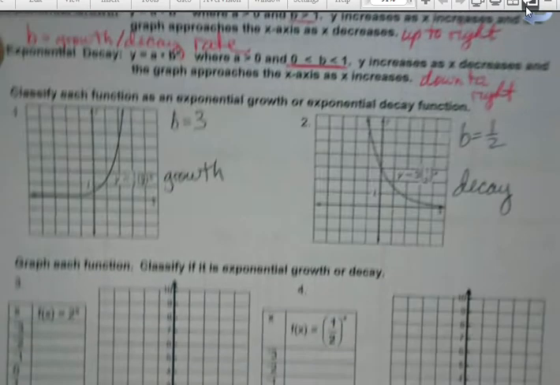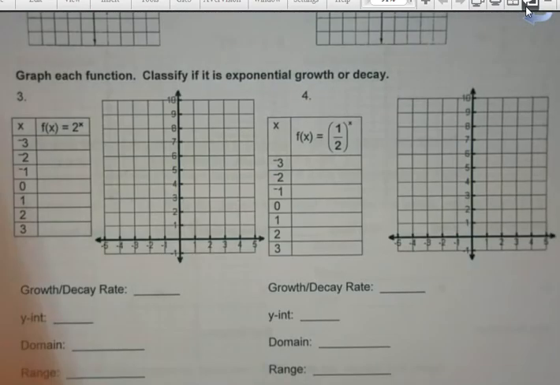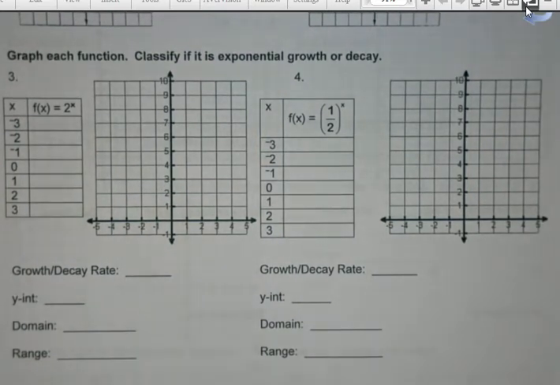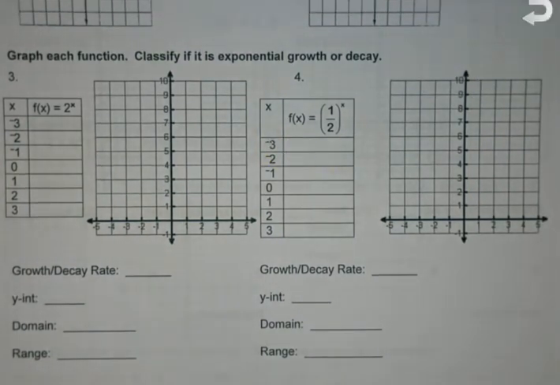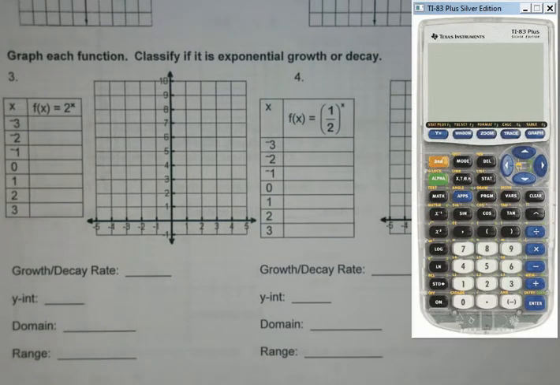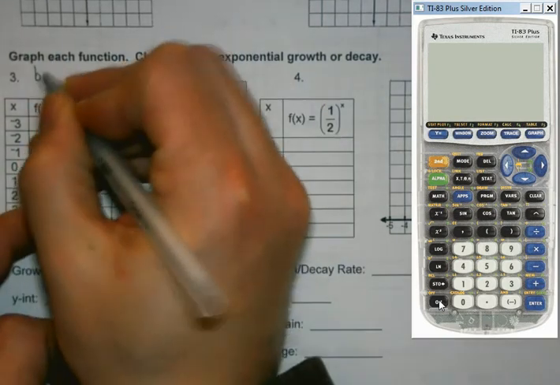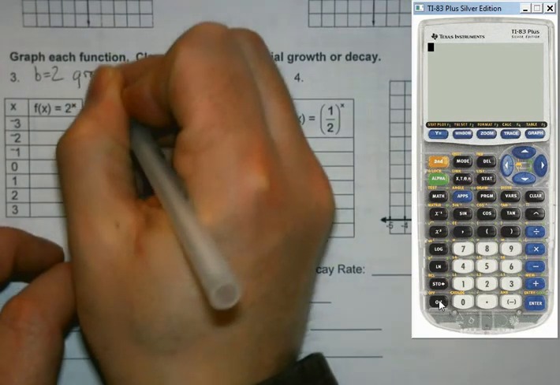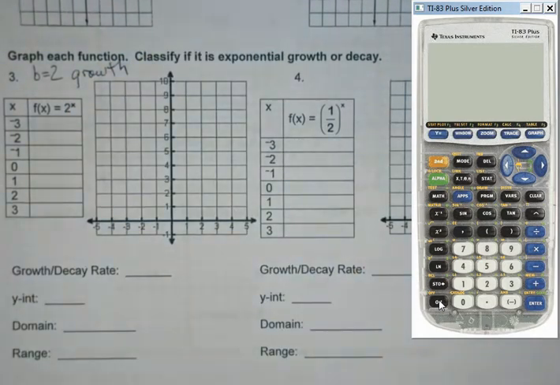Let's pump this up a little bit. Graph the function. Classify if it's going to be growth or decay. Now, before I even concern myself with the actual graph of this, what's my growth or decay rate for this one? 2. So since my B is 2, before I even draw it, is this graph going to be growth or decay? Growth. So I know that this graph should be going up to the right if I've done it correctly.